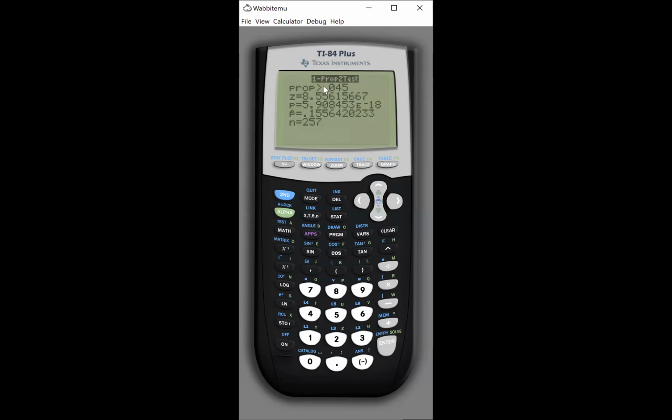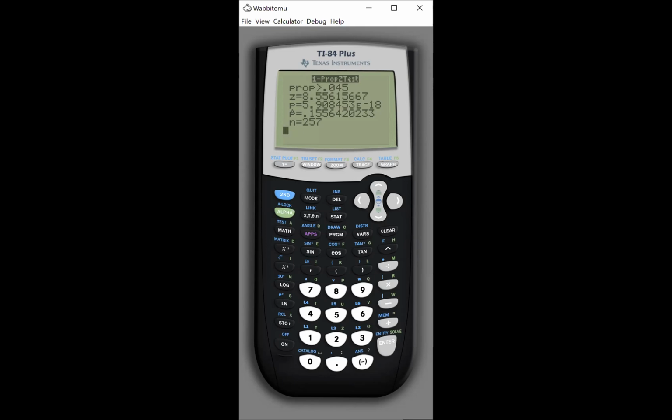All right, so if you look at the TI-84, it'll give you z equal to 8.556. And then if you look at the p-value, it says 5.90 e to the negative 18, which just means you put 17 zeros in front. All right, but that's it in regard to this problem. Any questions on the TI-84 or ClassCalc?